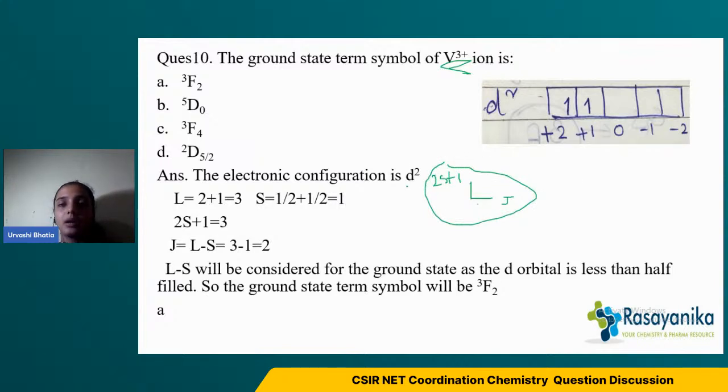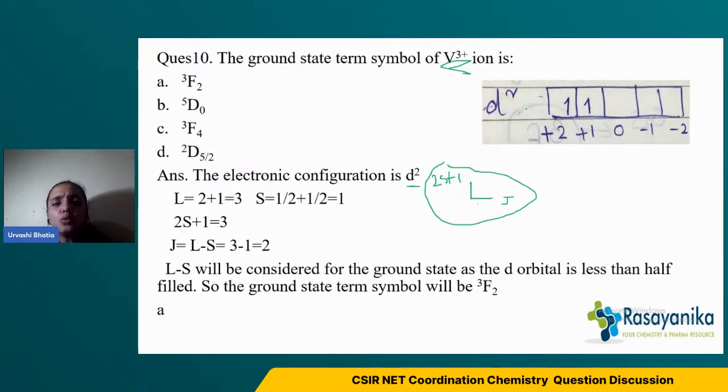Okay, now d2. How is it d2? Vanadium 3 plus: scandium, titanium, vanadium. So it is 4s2 3d3, right? So two electrons have been removed from 4s2 and one from d. So we get d2. Now L. So this is how we make the d orbitals for finding the ground state term symbol.